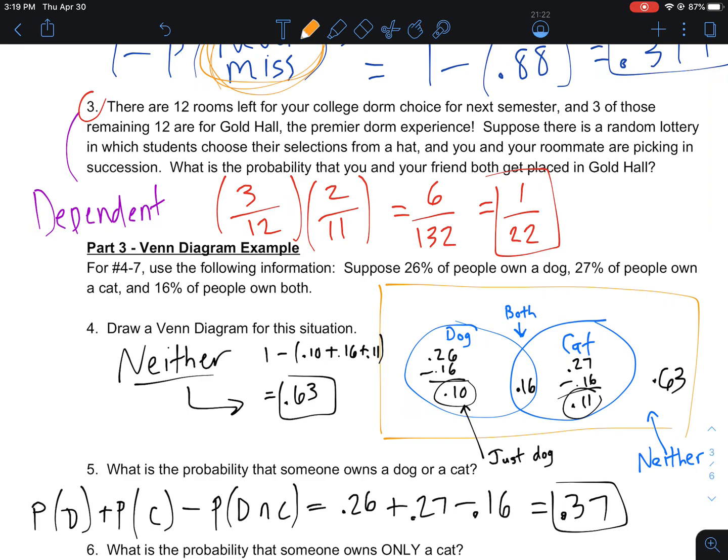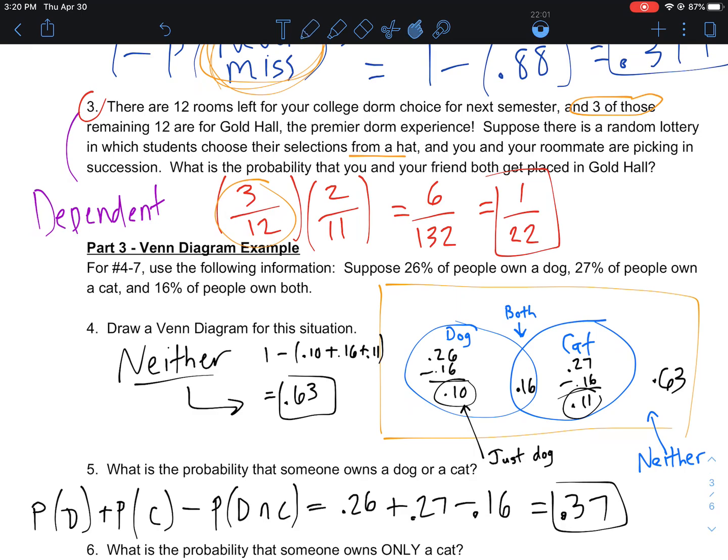This example here, choosing dorms, this is a without replacement because if you're choosing who gets to be in a dorm, there's 12 choices. Let's say the selections are in a hat, which is what it says right here. If there's 12 of them remaining and 3 of them are for what's called a gold hall, if you choose, there was a 3 out of 12 chance. Then your friend chooses after you. Well, there's 1 less thing in there, so that's 11, and there's 1 less gold hall, so that's 2, and you'd multiply them. So that would be a case where these events are dependent, without replacement. You're not putting your selection back in the hat.